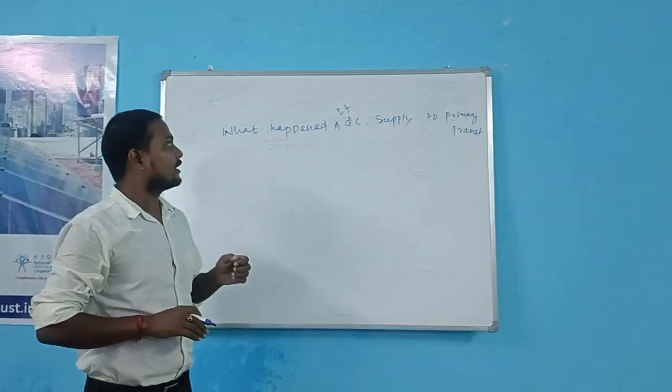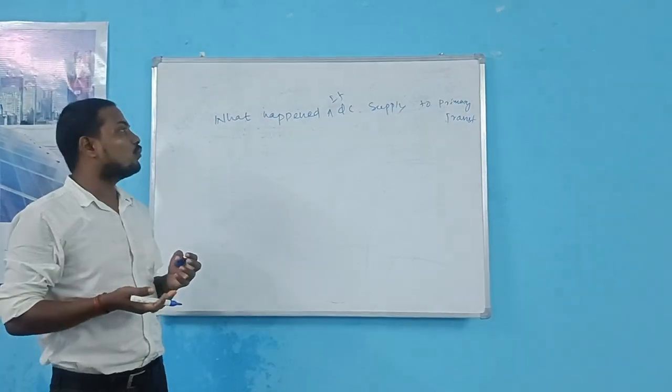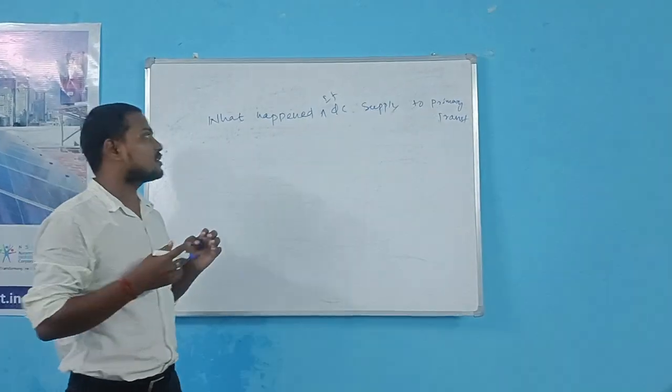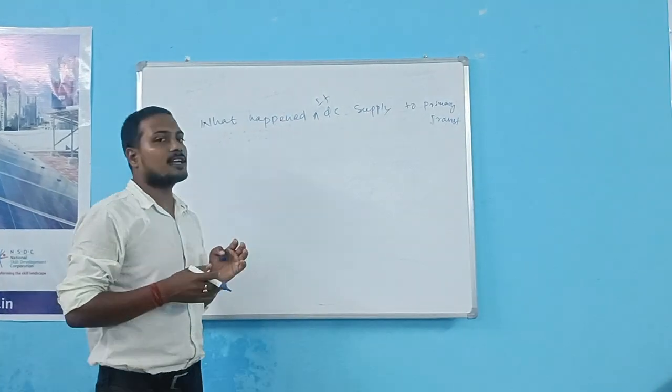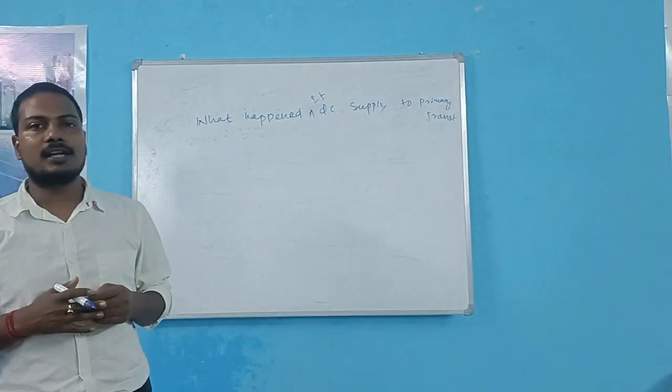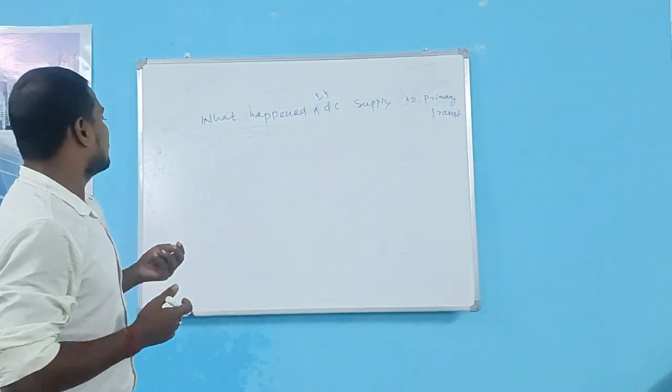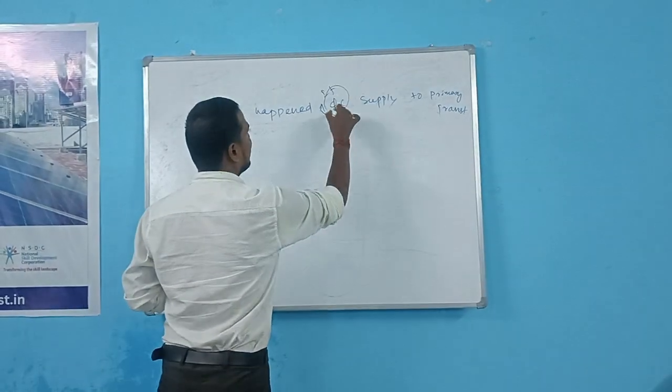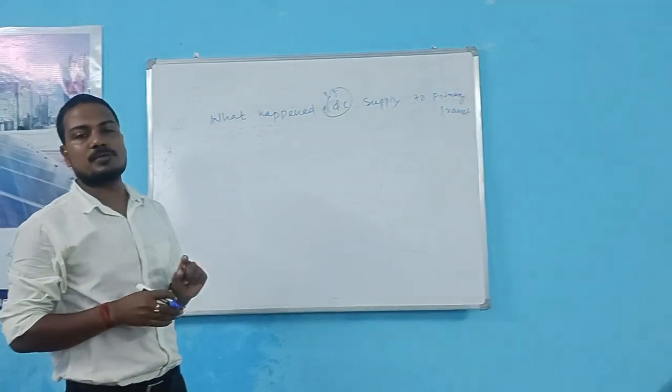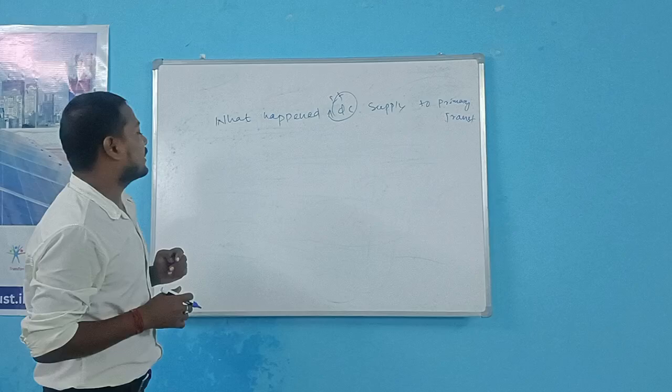So finally, the transformer basically has two windings, one is the primary winding and another is the secondary winding. The primary winding and secondary winding are electrically isolated and magnetically linked. So if someone connects a DC supply to a transformer, in a distribution transformer or power transformer, what happens exactly?